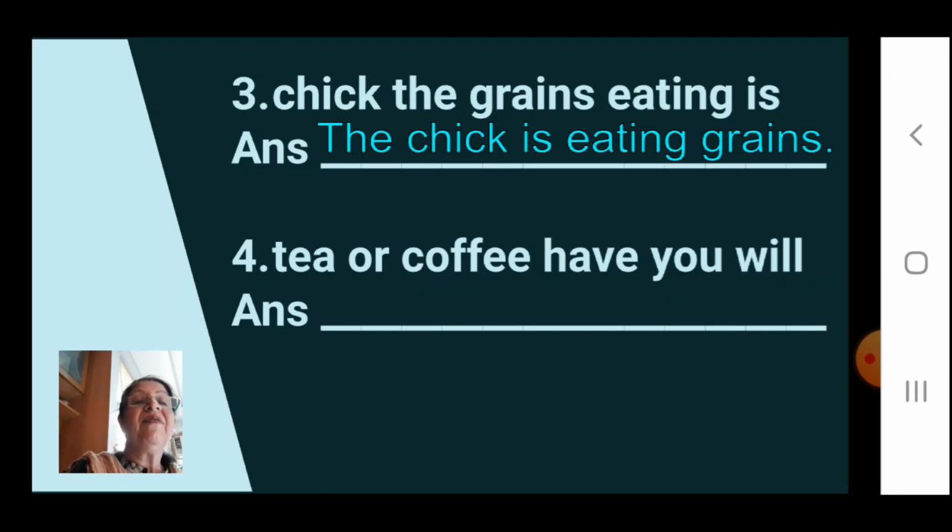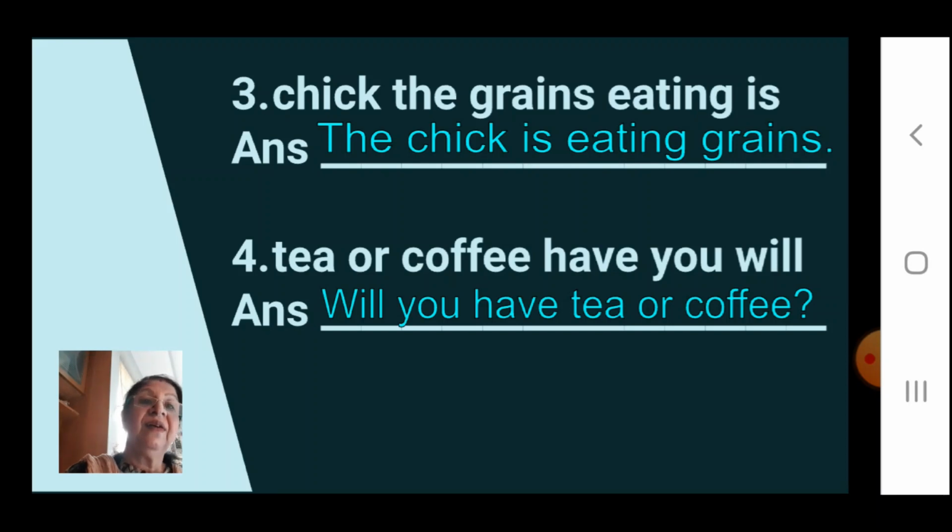So here we have started the sentence with the capital letter, so T will be in capital, and we have made a proper sentence. "The chick is eating grains." So this is a proper sentence, and after grains we have put a full stop because the sentence is complete. Now number 4. "Tea or coffee have you will." How do we write this? "Will you have tea or coffee?"